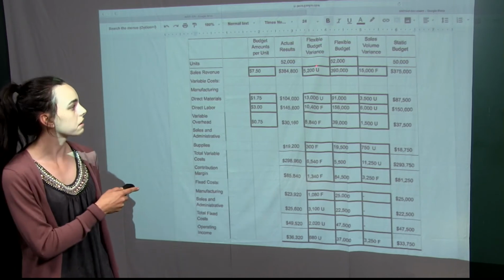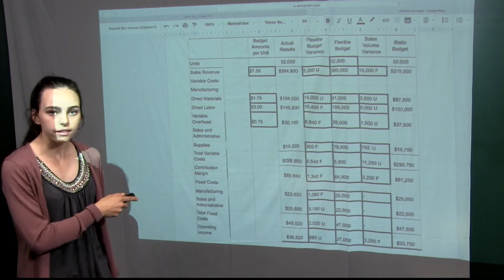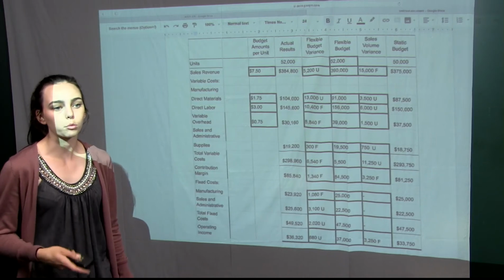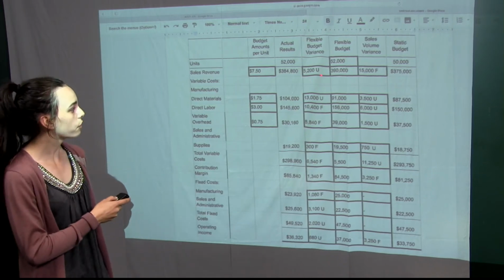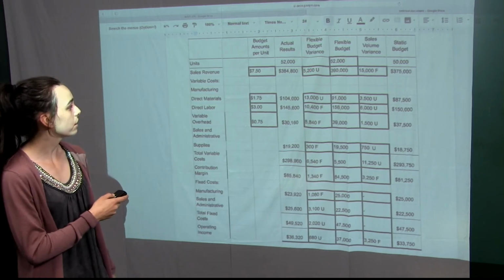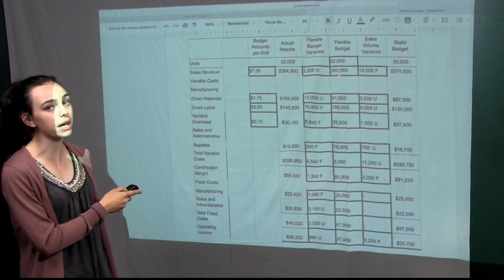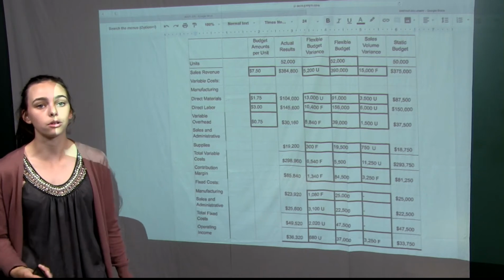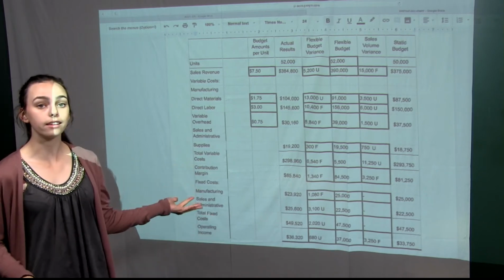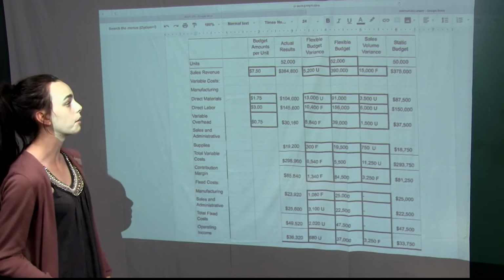And there's a U by it. These variances can either be favorable or unfavorable for the business. We put a U for unfavorable because the sales revenue that was actually obtained is less than our budgeted amount. And obviously the more sales revenue, the better. So because we obtained less sales revenue, it's unfavorable for the company.